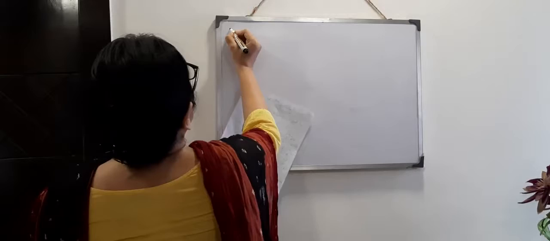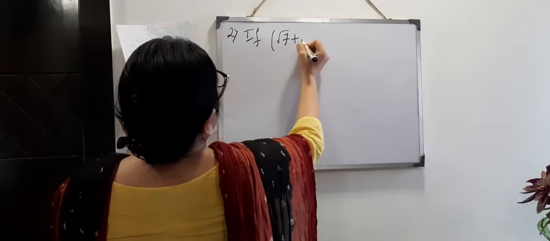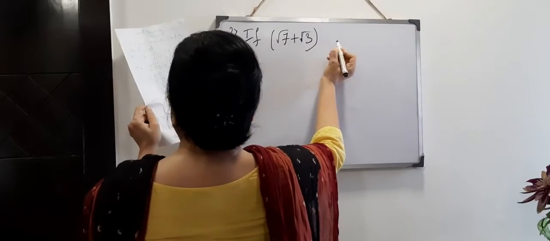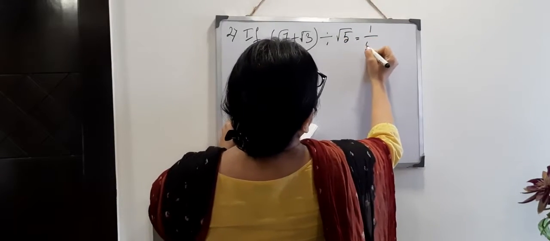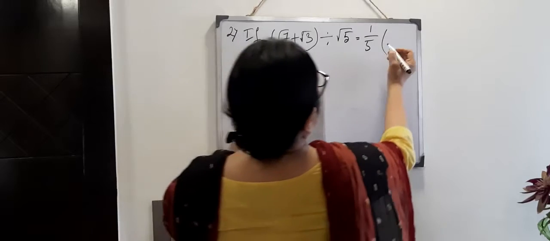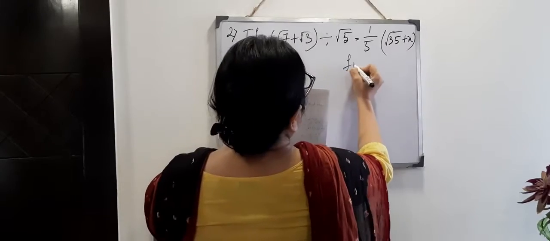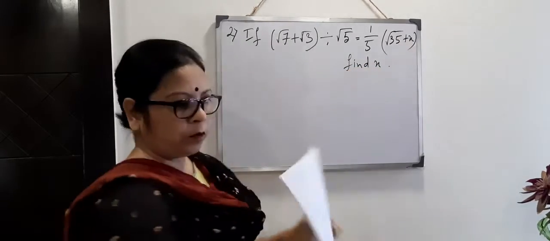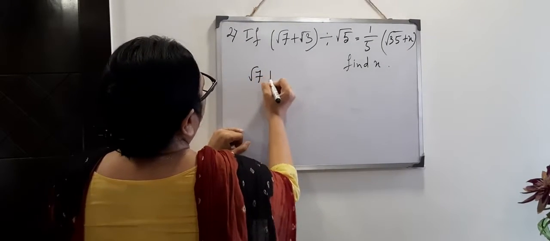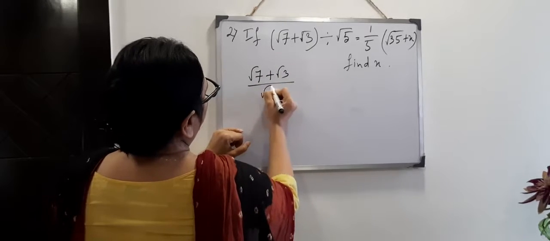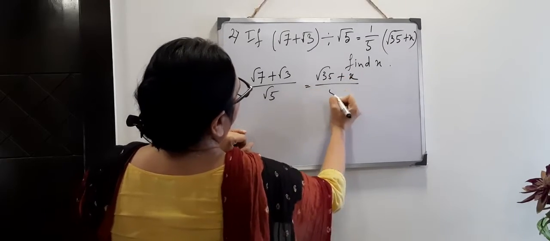Number 2 is given. If root 7 plus root 3 divided by root 5 equals 1 by 5 into root 35 plus x, then find x. Here the unknown is x, calculate x. So I am writing it in this form: root 7 plus root 3 by root 5 equals root 35 plus x by 5.